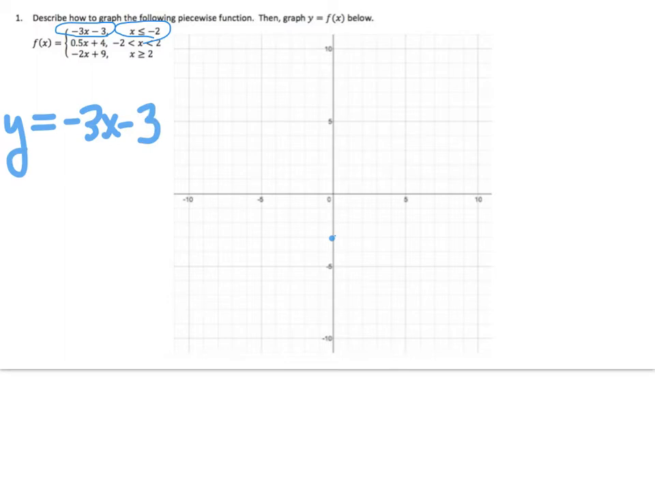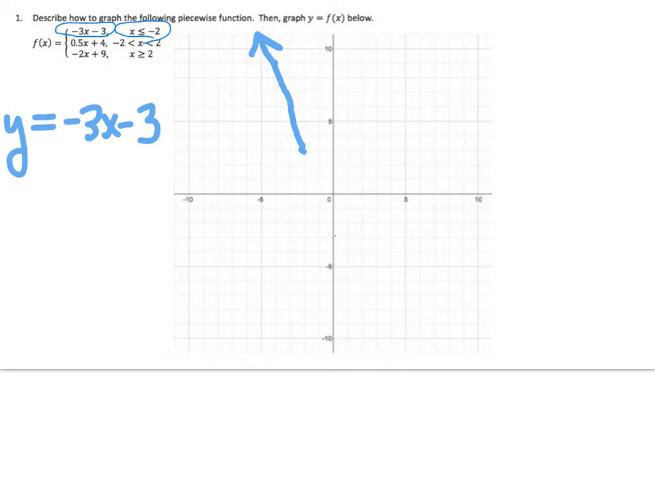So I'm going to go up 3 and left 1, and repeat that. But if I look at that domain, this is only for x values less than negative 2. So really, I can only graph from that point. I have to erase those.